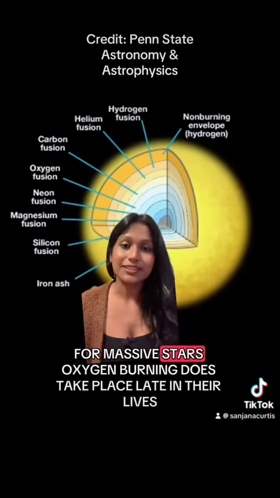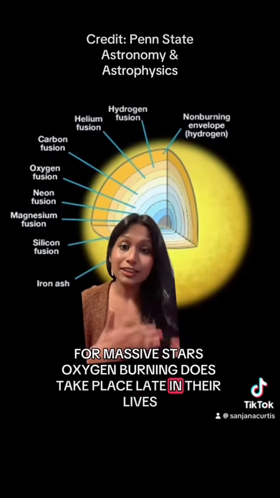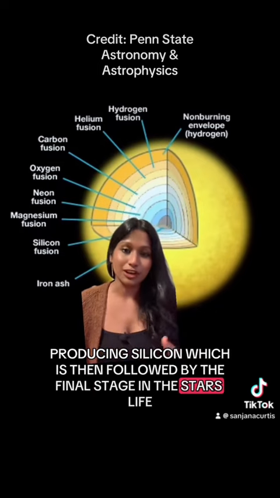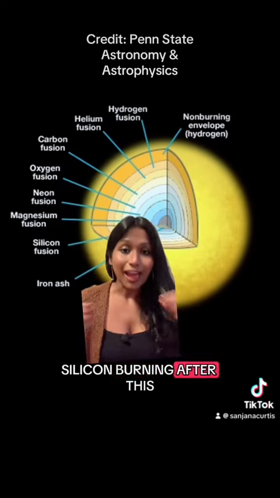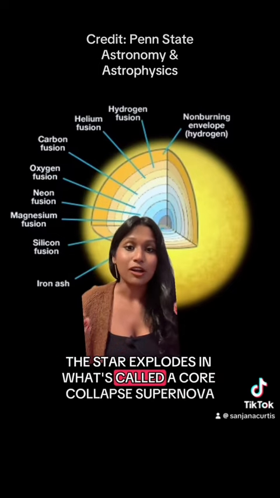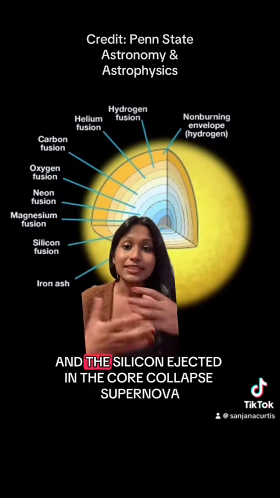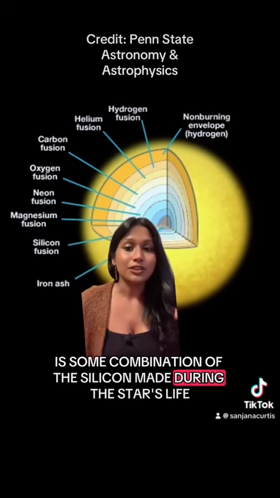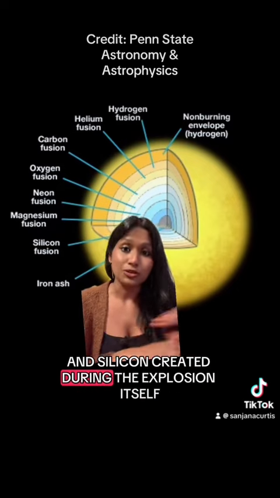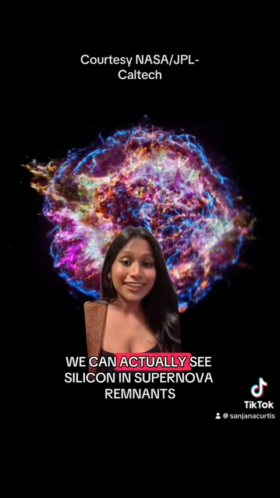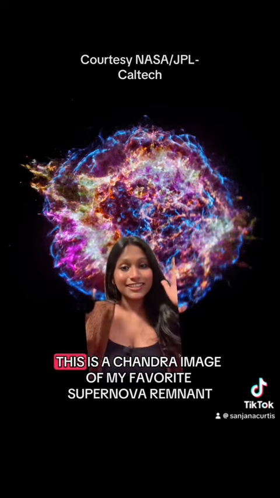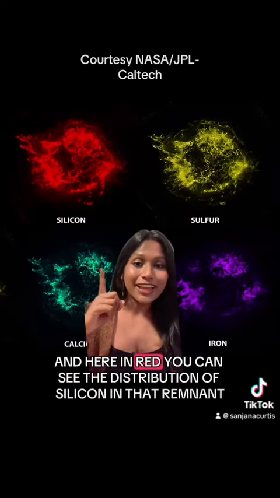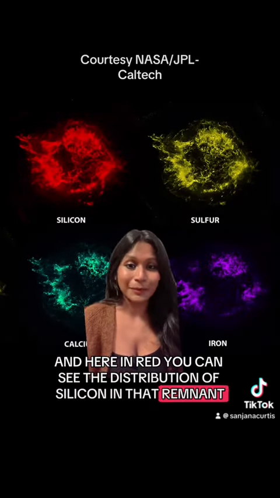For massive stars, oxygen burning does take place late in their lives, producing silicon, which is then followed by the final stage in the star's life, silicon burning. After this, the star explodes in what's called a core collapse supernova. And the silicon ejected in the core collapse supernova is some combination of the silicon made during the star's life and the silicon created during the explosion itself. We can actually see silicon in supernova remnants. This is a Chandra image of my favorite supernova remnant, Cassiopeia A. And here in red, you can see the distribution of silicon in that remnant.